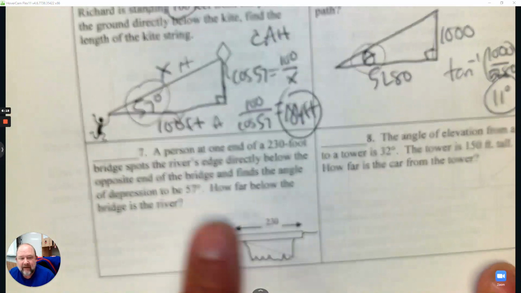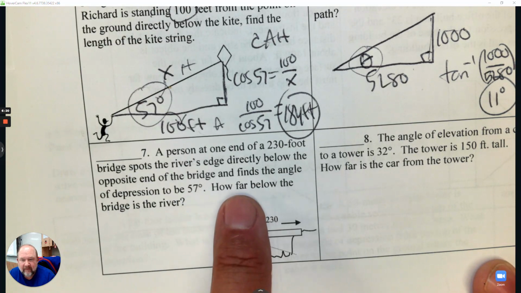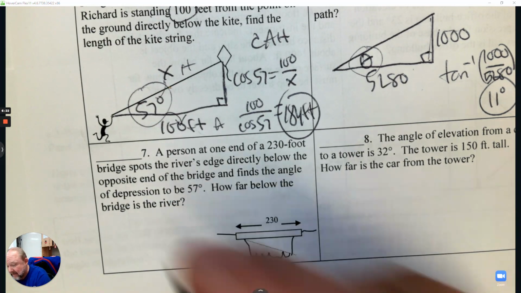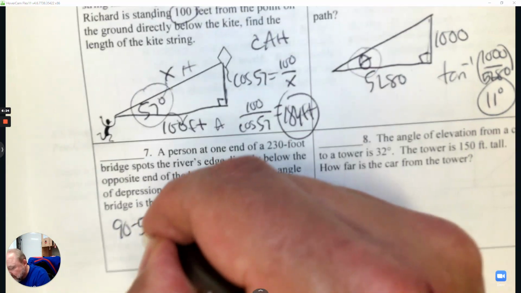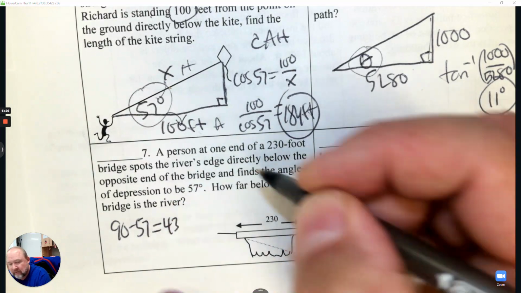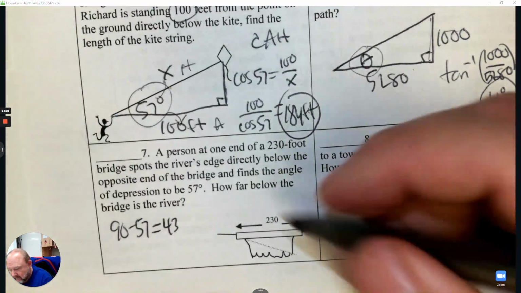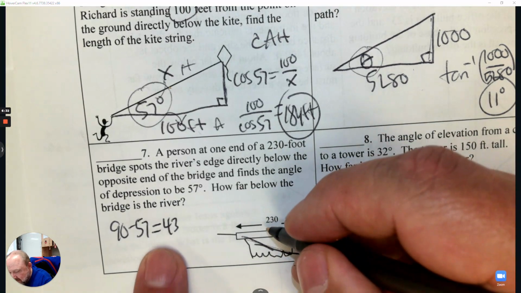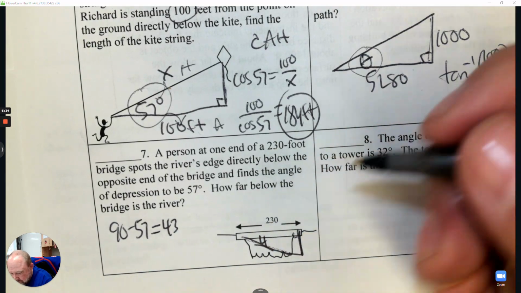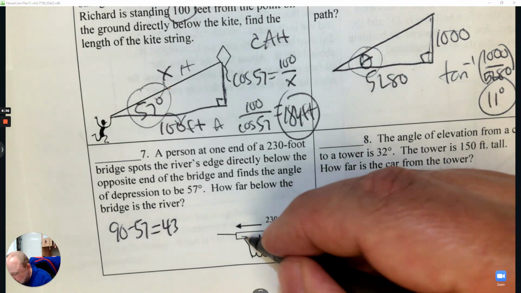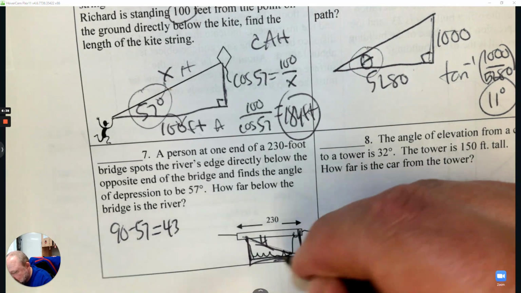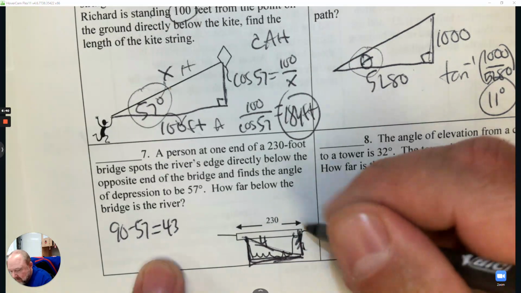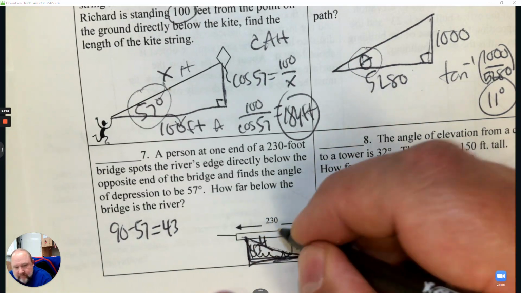The person's at the edge of the river, wants to find the angle of depression down. Now the angle of depression means that you have to subtract 90. So that angle is going to be 43. I see this angle right here. I see this triangle. So this angle inside the triangle is going to be 43 in here.